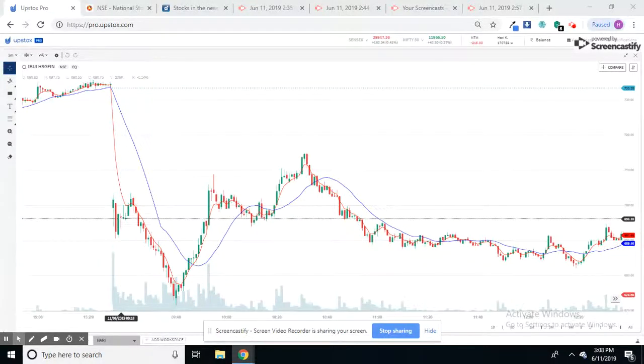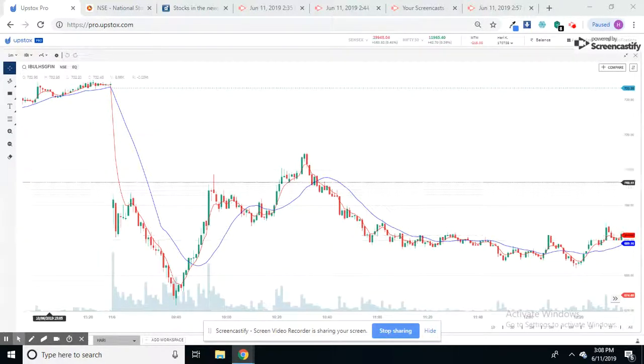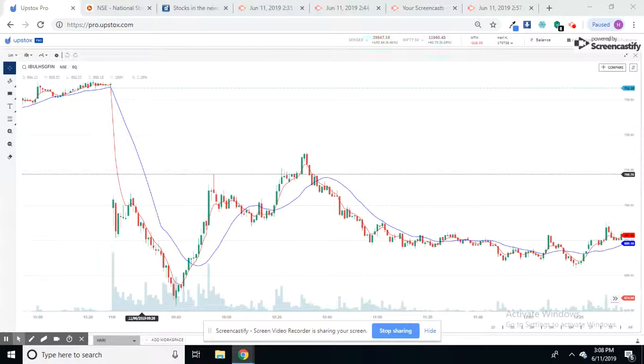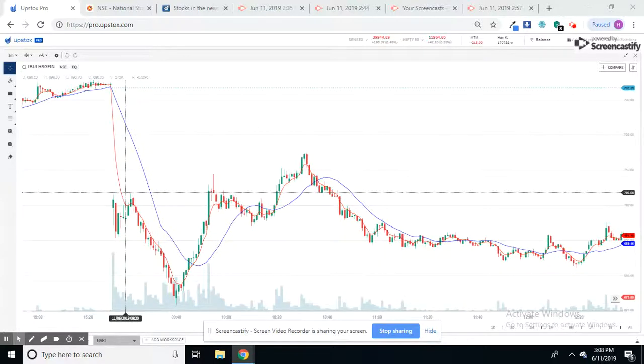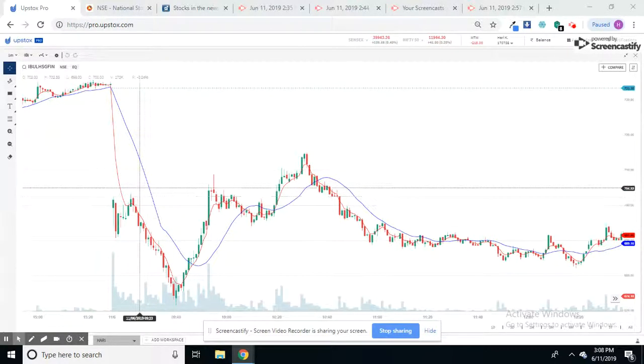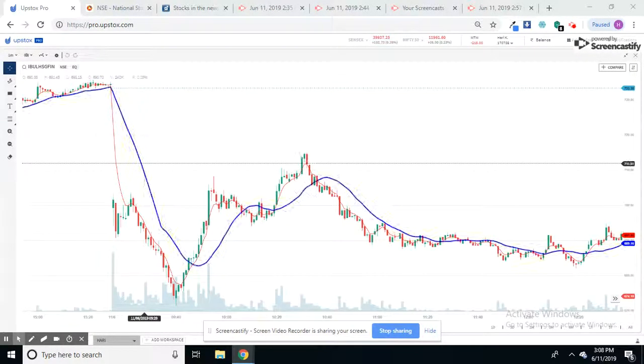Okay, so coming to the strategy, it is based on the fact that you see this red line, which is the exponential moving average, and this blue line is the simple moving average. This exponential moving average uses a period of 5, so it takes into consideration only the average values of the last 5 minutes, and this blue line is the simple moving average. It is taking into consideration the average values of the last 20 minutes.